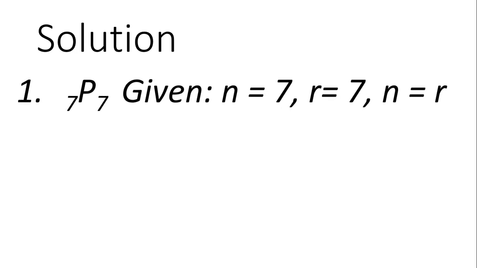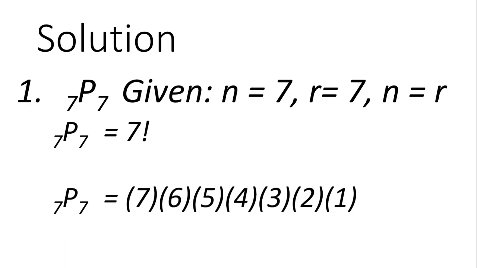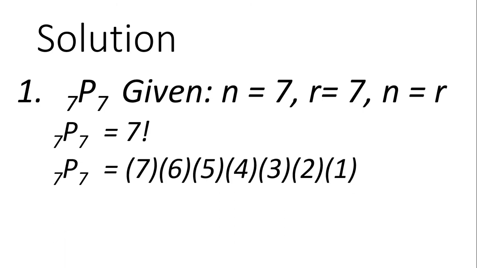In number 1, permutation of 7 taken 7, n is equal to r. Therefore, n is 7, r is equal to 7. By definition, permutation of n taken n is equal to n factorial. By substitution, it will become permutation of 7 taken 7, and that is equal to 7 factorial. Then, by definition of 7 factorial, that will become 7 times 6 times 5 times 4 times 3 times 2 times 1, which is 5,040. Let's have number 2.